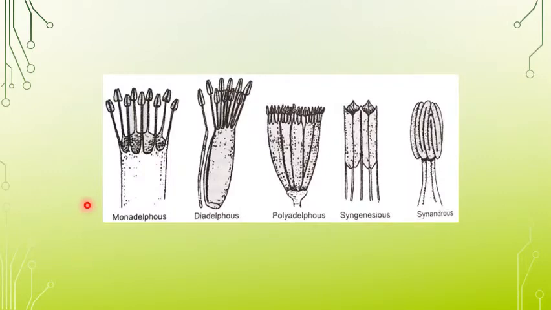In this image you can see that in monadelphous they all are fused. Diadelphous: one is this, another is this, so two are present. Polyadelphous: more than two, 1, 2, 3, 4 and 5 are there. Then syngenesious means the filaments are free but fused at the anther side. And synandrous, they are fused at both sides. So these are the various types of cohesion in which the stamens are fused in different manners.